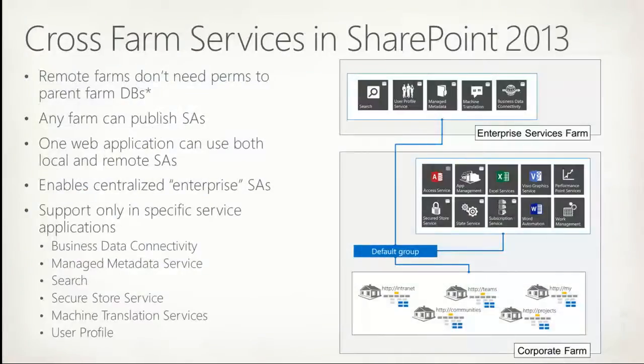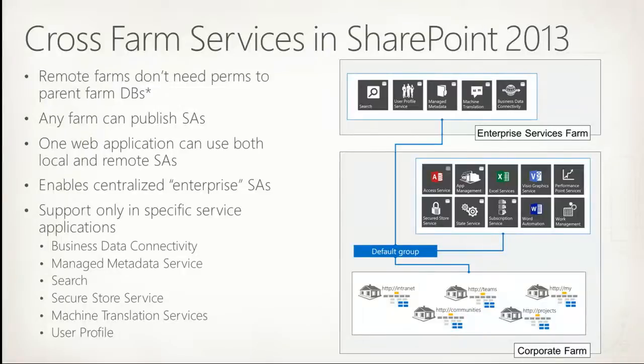So as we move on, we just talked about service applications that are within the farm. So now let's talk about service applications for cross-farm services. So in 2013, data sharing between the farms is done with WCF services. And as a result of that, the consuming farm, consuming the services from the publishing farm, no longer has to have permissions to the databases on the publishing farm, which is a pretty good thing. Isaac's actually going to show in detail how you set that up and why it's useful.